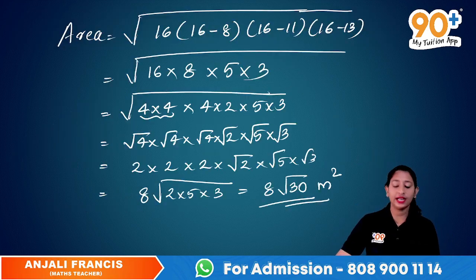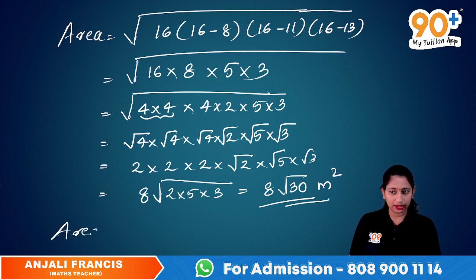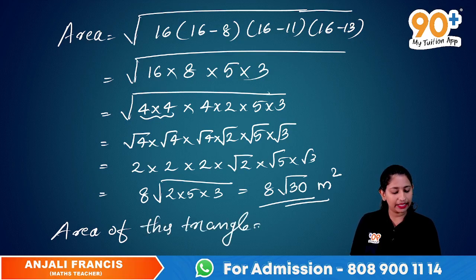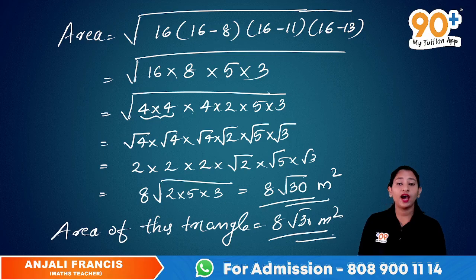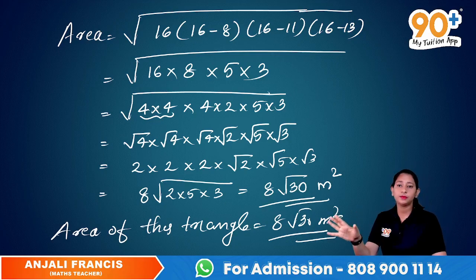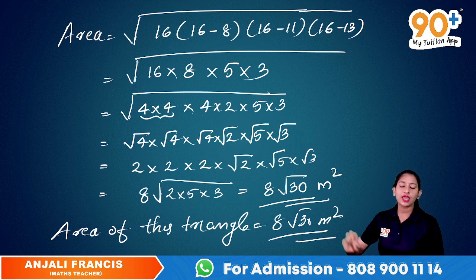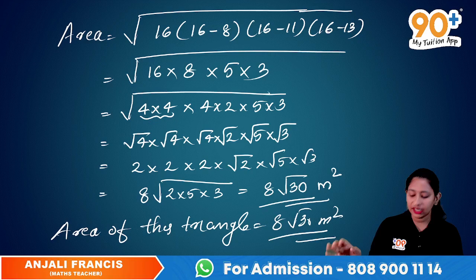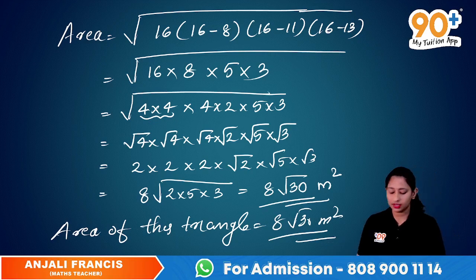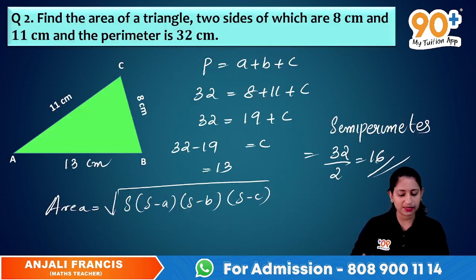Area of this triangle എന്തായിരിക്കും area? Area of this triangle is equal to 8 √30 meter square. നമുക്ക് root values simplify ചെയ്യാൻ പറ്റില്ല because √30 is not a perfect square. So area of this triangle will be 8 √30 meter square. Is it okay? Clear ആണോ എല്ലാവർക്കും? എന്തെങ്കിലും ഡൗട്ട്സ് ഉണ്ടോ ഈ രണ്ട് പ്രോബ്ലംസ് ചെയ്തതിൽ? ഞാൻ ഒരു പ്രാവശ്യം ഈ പ്രോബ്ലം എക്സ്പ്ലെയിൻ ചെയ്യാം.